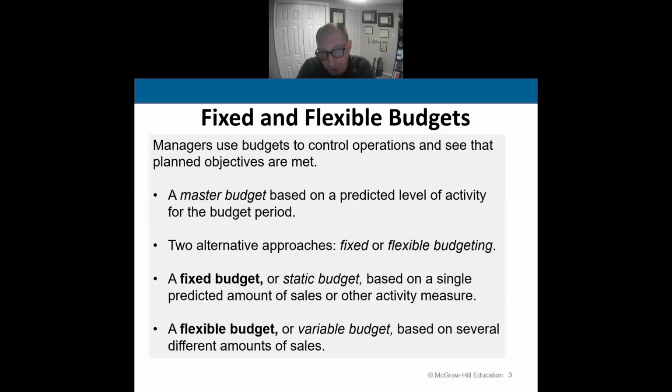A fixed budget is a budget that does not change. It's static. It's fixed. It's usually for 12 months, and we'll say, hey, for the year 2023, here's what we expect to sell each month. Here are all our expenses for each month. And that's it. The budget will not change. You either hit it or you don't. That's a fixed budget. It's what we call static.